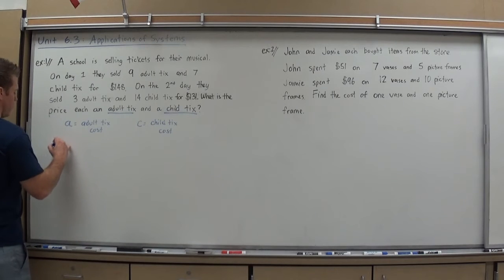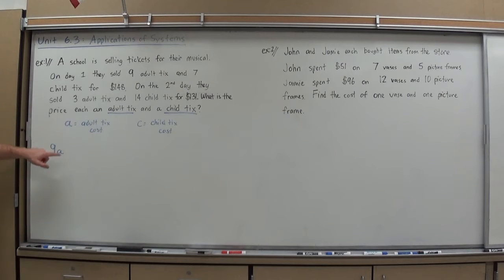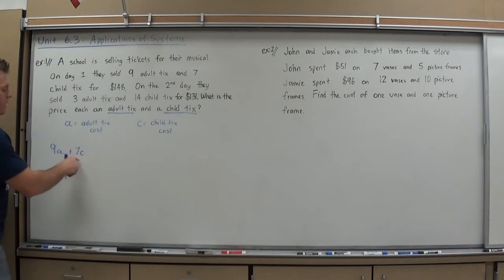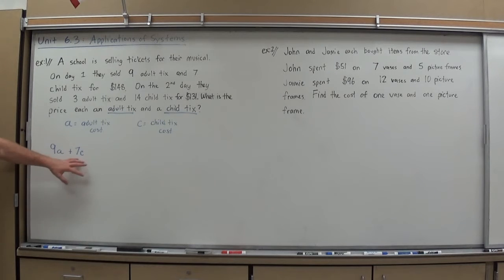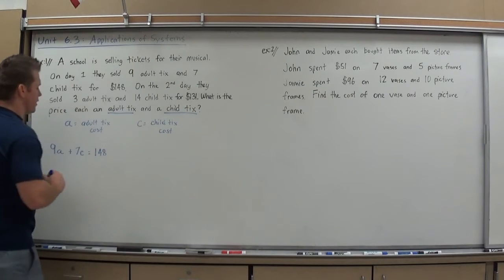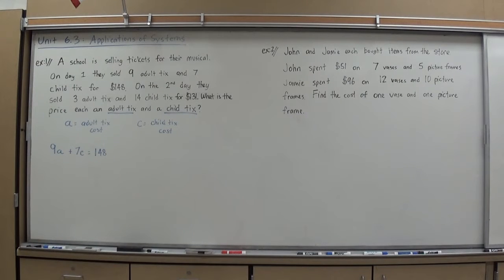Okay, if they sold them, then it would be the 9 tickets times the price of an adult ticket A. So this is the income from selling those 9 tickets. Plus, they sold 7 child tickets. 7 times the price of a child ticket. So I have an expression for the money that must have come in from selling 9 adult tickets and 7 child tickets. And they even tell me how much they made from that. They made $148, so I can set that equal to 148 because that must work if I have the correct price for A and C.